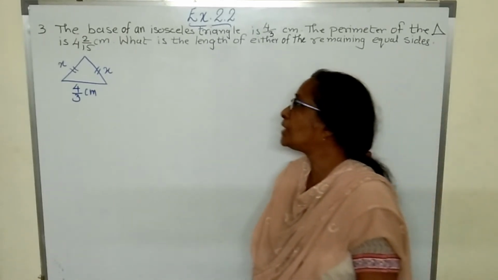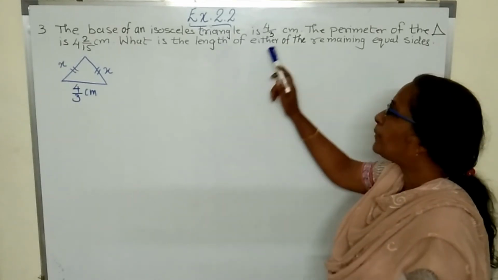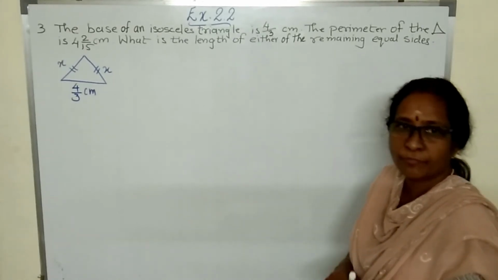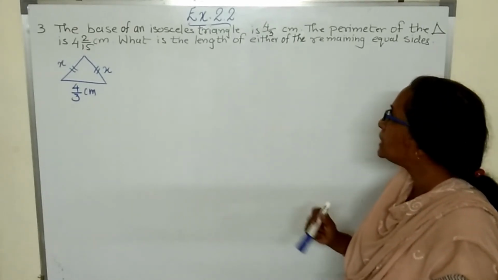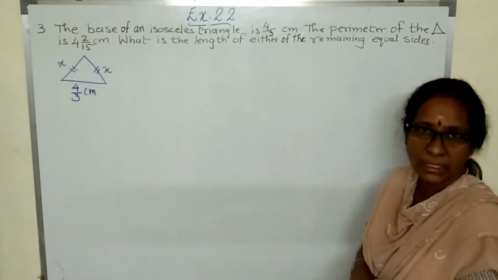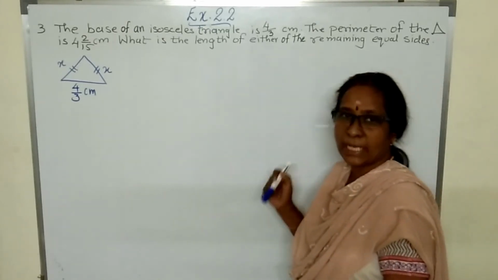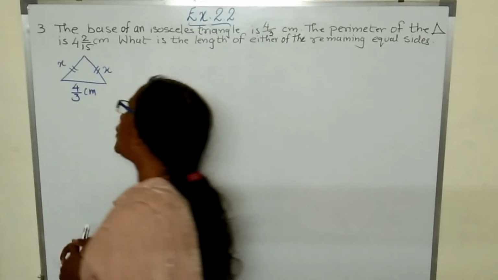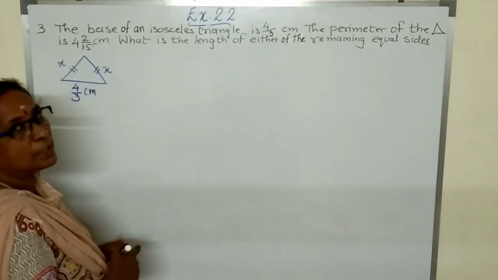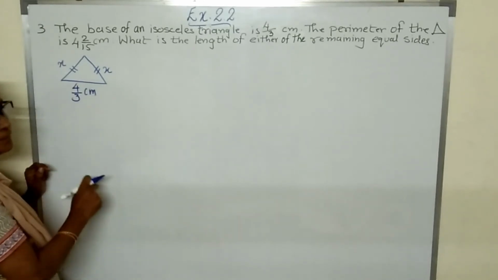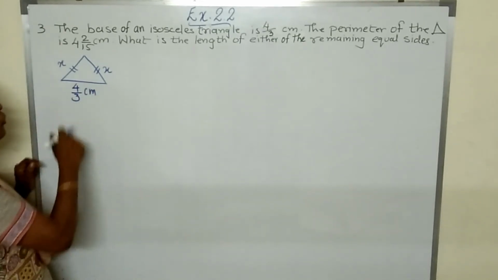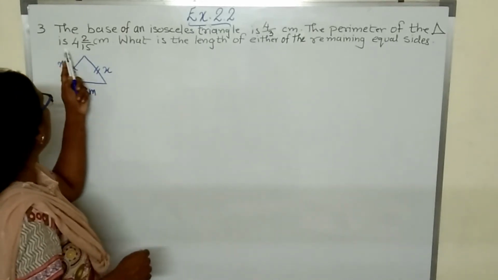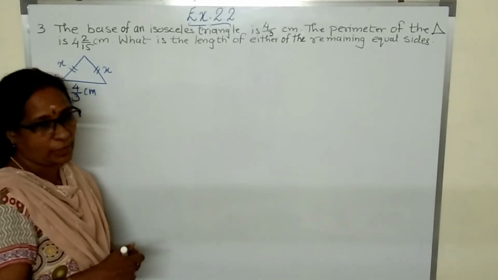The base of an isosceles triangle is 4 upon 3 centimeter. The perimeter of the triangle is 4 and 2 upon 15 centimeter. Then what is the length of either of the remaining equal sides? Now you know what an isosceles triangle is. A triangle which has 2 of its sides equal. So these 2 sides are equal. And the third side, which is the base, is 4 upon 3 centimeter. What other information is given in the question? The perimeter is 4 and 2 upon 15.